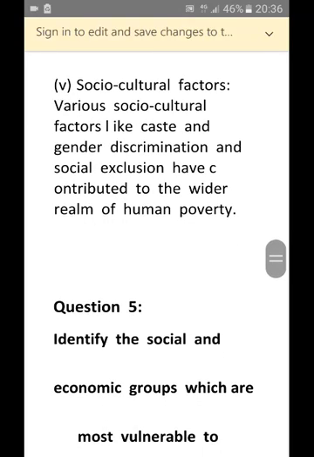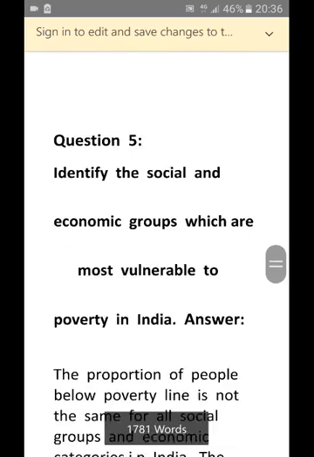Then the fifth feature is socio-cultural factors, that is various socio-cultural factors like caste and gender discrimination and social exclusion have contributed to the wider realm of human poverty.